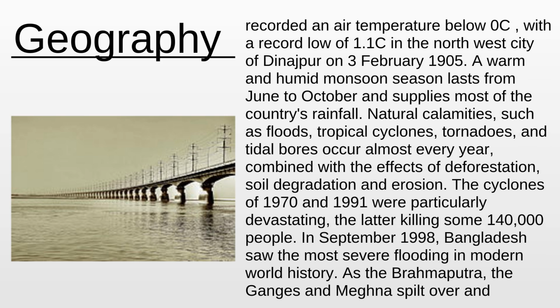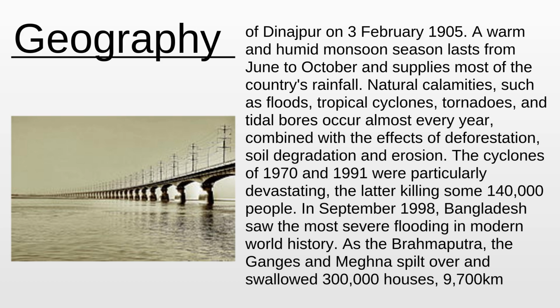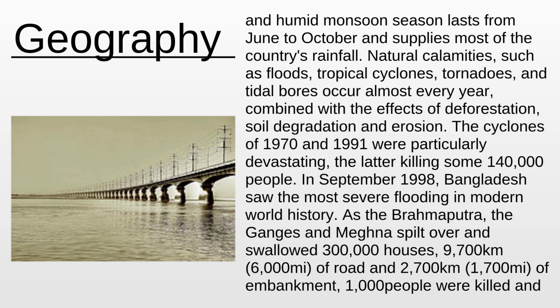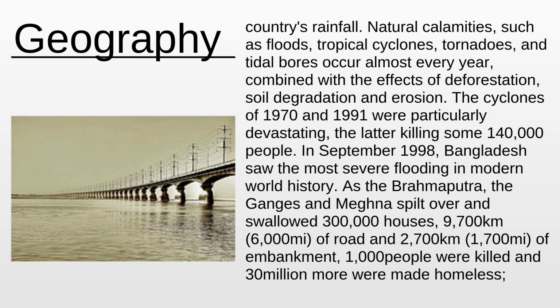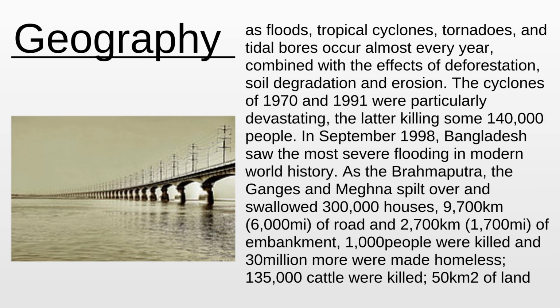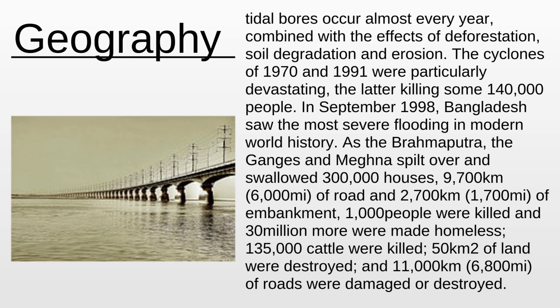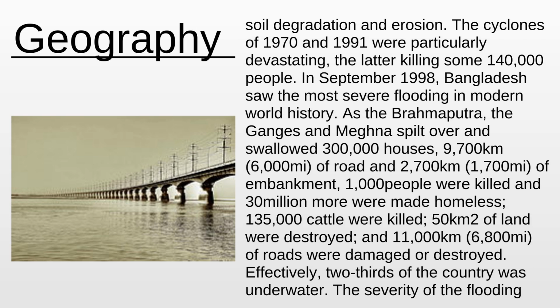Natural calamities, such as floods, tropical cyclones, tornadoes, and tidal bores occur almost every year, combined with the effects of deforestation, soil degradation and erosion. The cyclones of 1970 and 1991 were particularly devastating, the latter killing some 140,000 people. In September 1998, Bangladesh saw the most severe flooding in modern world history.